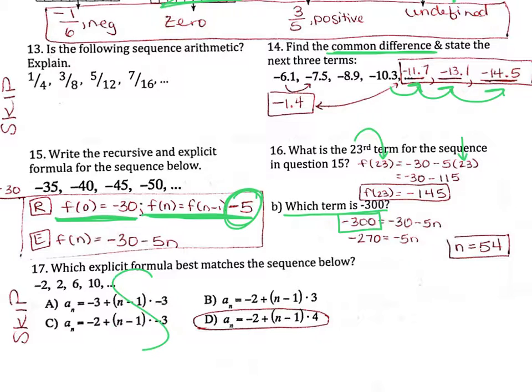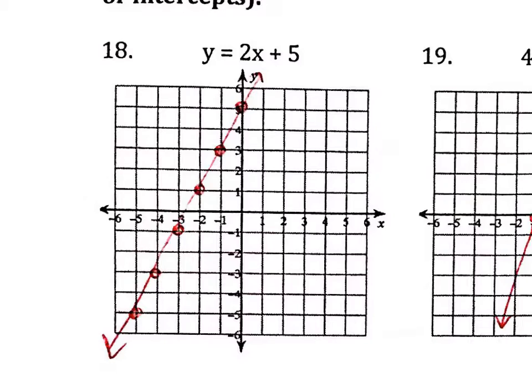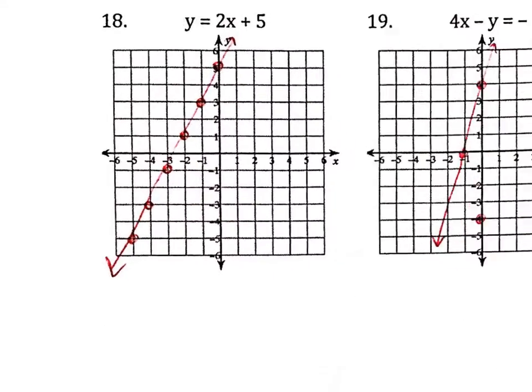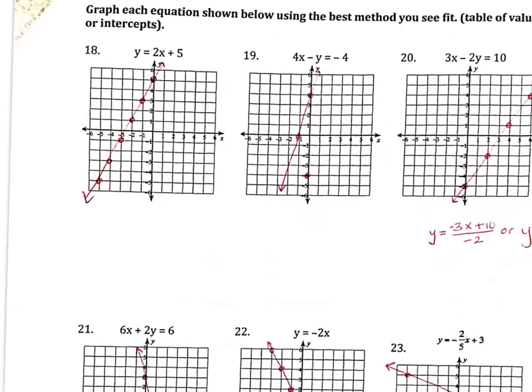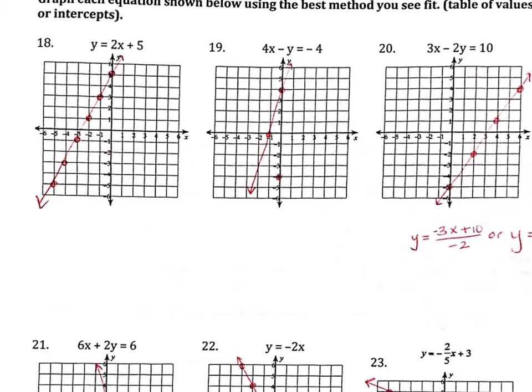And then we skipped question 17, so don't worry about that one. All right, you could have done each of these a very different way, so I'm just going to tell you what you should have done, or what would have been the easiest way for each one.